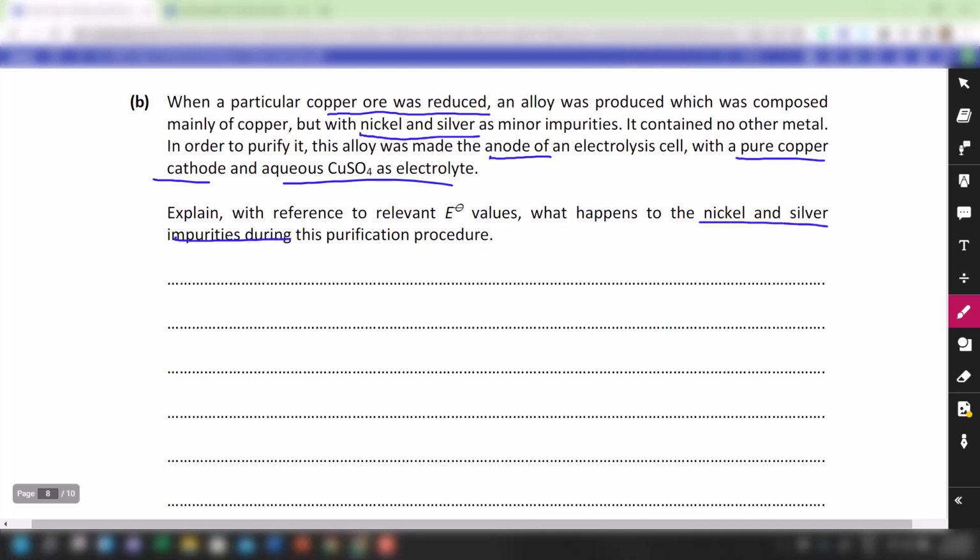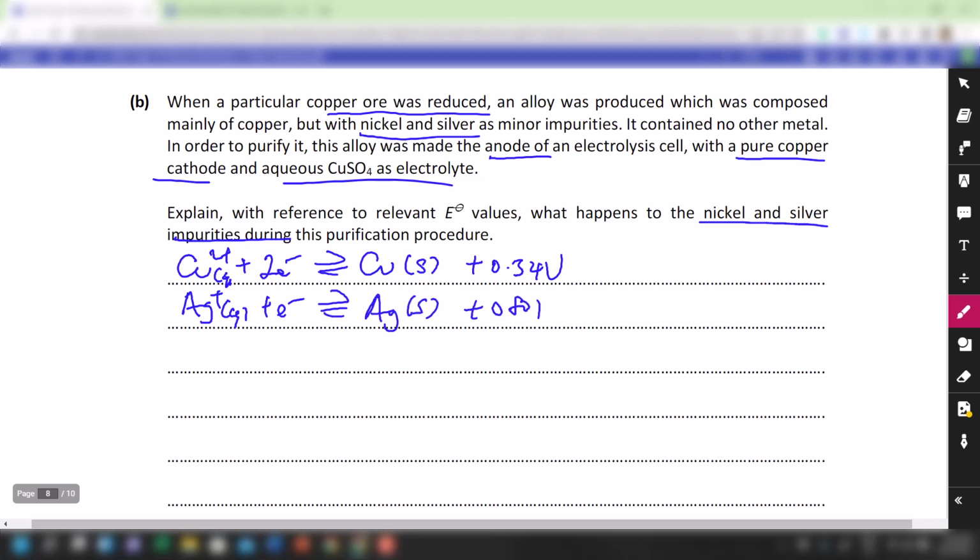You should take note that there is definitely a need for me to write out the reduction potential values of the three metals involved. First one is copper 2 copper, which is 0.34 volts. The other one would be silver plus silver, that will be 0.80 volts. And then the final one will be nickel 2 nickel, that will be negative 0.25 volts.